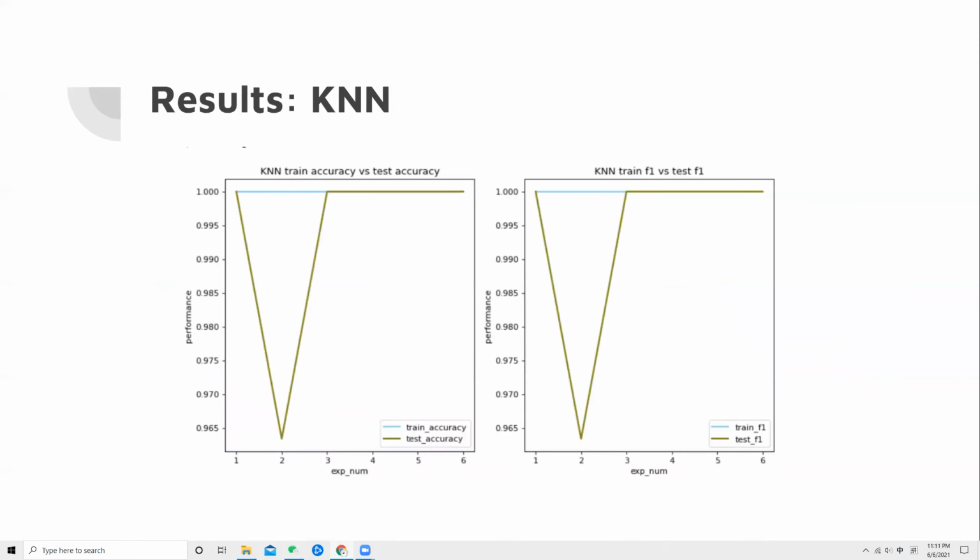Next page. After using the plot function that Wei Hong wrote in his part, we got the following results. We got very good results in all trials except trial 2. All other trials got an accuracy of 100%.